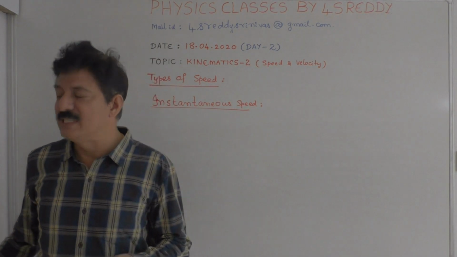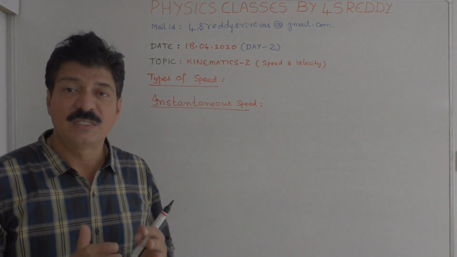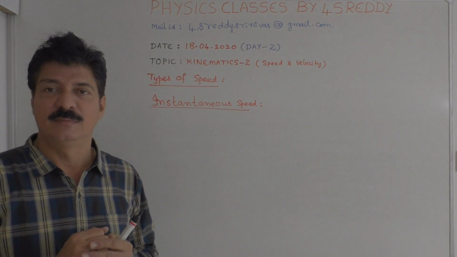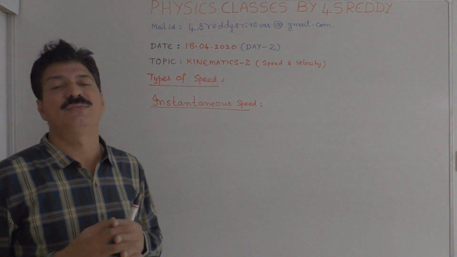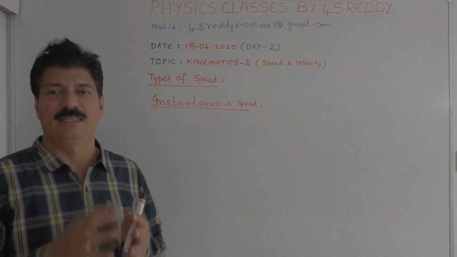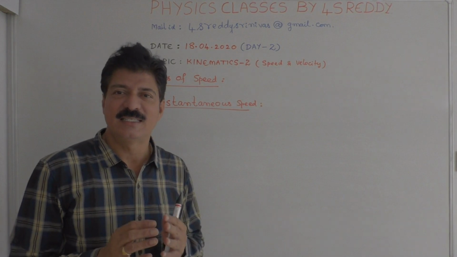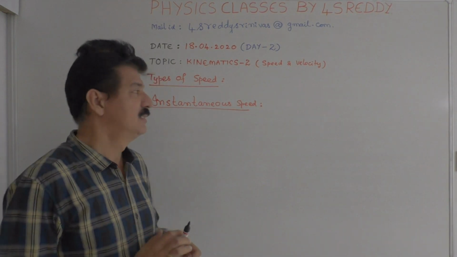What is meant by this instantaneous speed? That means the speed possessed by a body at any instant of time or at any point in its path is called as instantaneous speed.